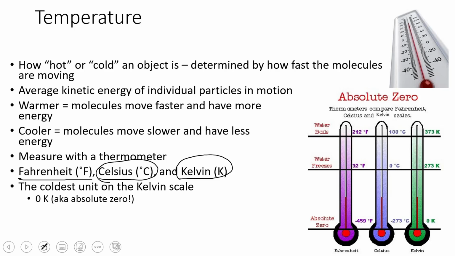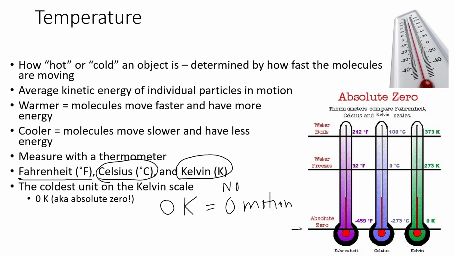When we look at the Kelvin scale, the coldest unit on the Kelvin scale is 0 Kelvin, which is also called absolute zero. And that means at 0 Kelvin there is no motion. So there is 0 kinetic energy. Those particles are literally frozen, which is not going to happen. Particles always have just the smallest bit of energy.